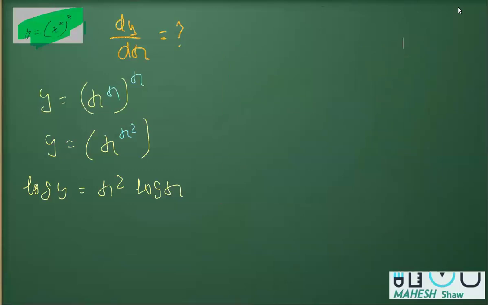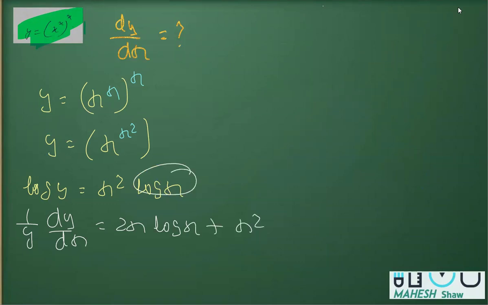Now for differentiation, what we'll do, applying differentiating both sides with respect to x, log y will become 1 by y dy by dx. Over here, we are going to apply product rule. So the differentiation of x square is 2x times log x plus x square, and log x differentiation is 1 over x.